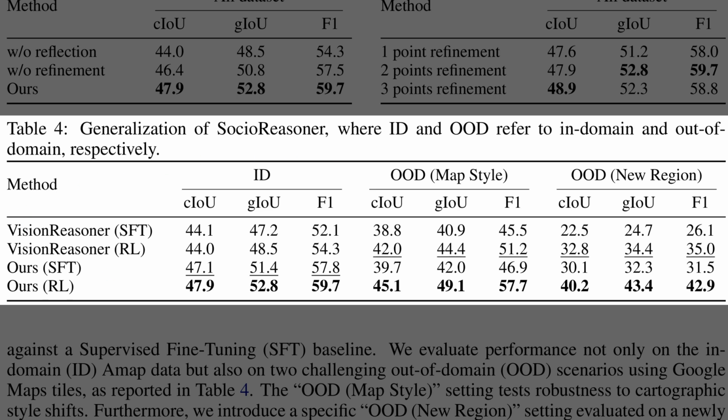Okay, comparisons on the standard test set are one thing, but Table 4 asks a tougher question. Does the model generalize to completely new cities? The results are split into three scenarios. In-domain data on the left, different map styles in the middle, and the hardest challenge on the right, labeled Out-of-Domain New Region. This last group includes unseen cities like Tokyo and Nairobi. If you look at the bottom row, Ours with RL, you can see the impact of reinforcement learning. While the supervised version drops to an F1 score of about 31 on new regions, the RL-trained model holds steady at nearly 43, proving it is much more robust to unfamiliar geography.